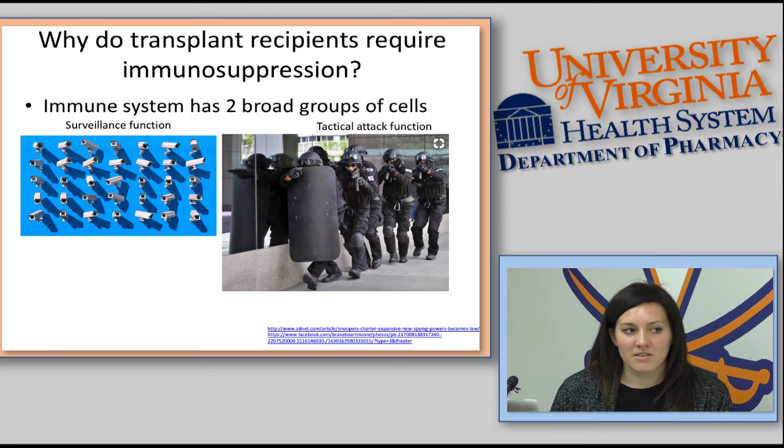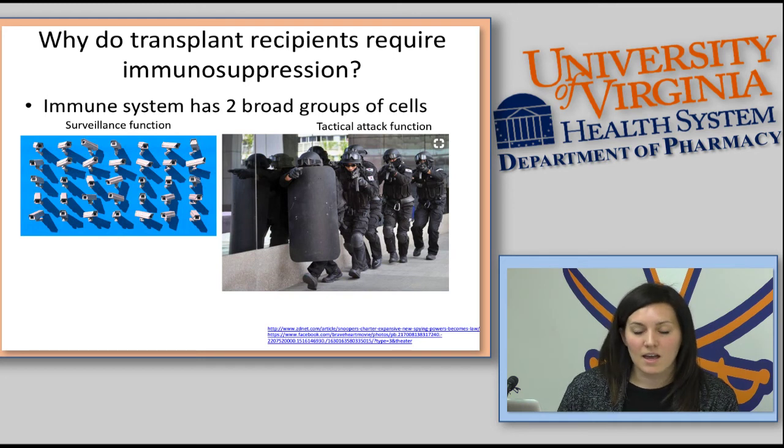This would be our other function of the immune system. The group of cells that performs the tactical attack function, if you will, is receiving the signal that there is some foreign object and that it should be eliminated from the body. In this case, it's our donor organ, and we do not want it to be attacked by our immune system, so we need to reduce the function of the immune system in order to protect the organ.